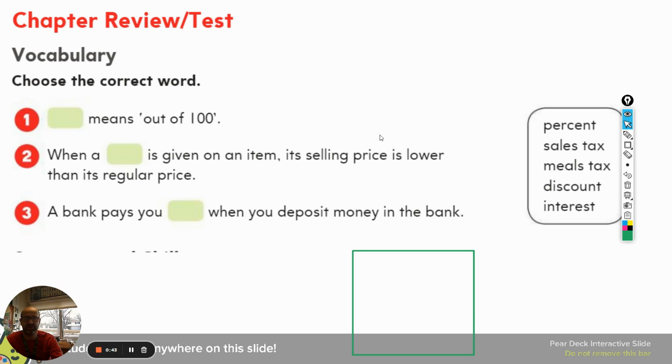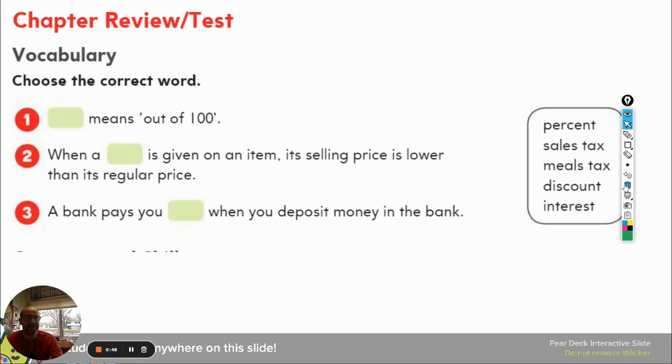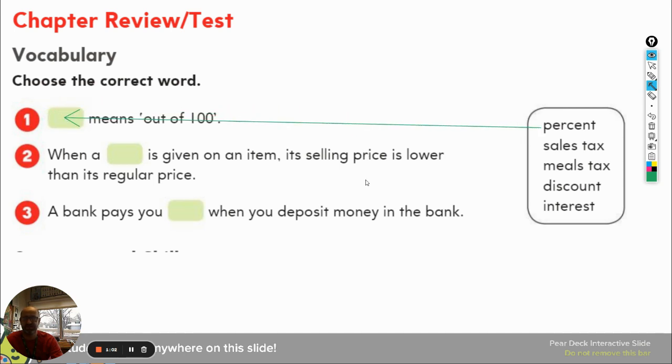Okay, take a moment, draw a line between the correct vocabulary word and the blank that it fits in. Maybe about 3 seconds before I start. Go. All right. The word that means out of 100 is percent. When a discount is given on an item, the price is lower than regular price, and a bank pays you interest when you deposit money. But don't be fooled. They also charge you more interest if you borrow it. The banks aren't in the business of losing money. All right, let's continue.